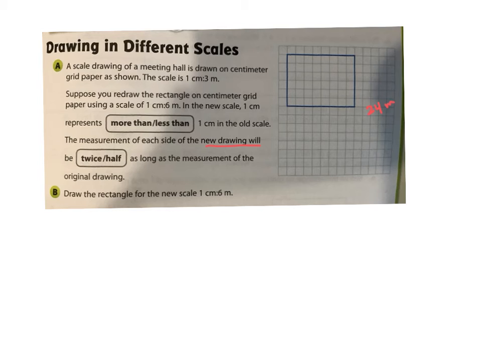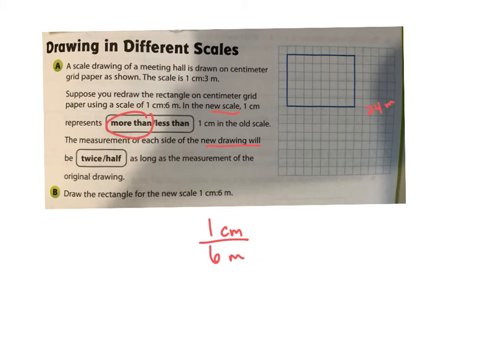Okay. They say, suppose you redraw the rectangle on the centimeter grid paper using a scale of 1 centimeter is representing 6 meters. So in the new scale that we're using, it represents more per 1 centimeter than it does in the old scale.